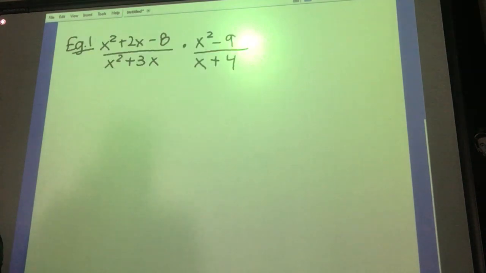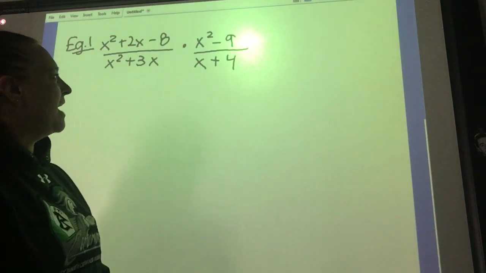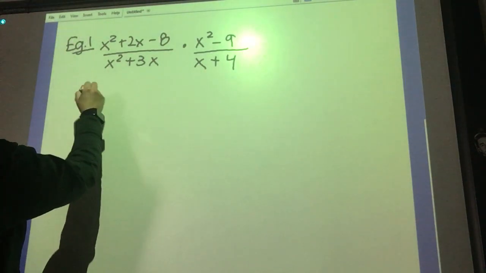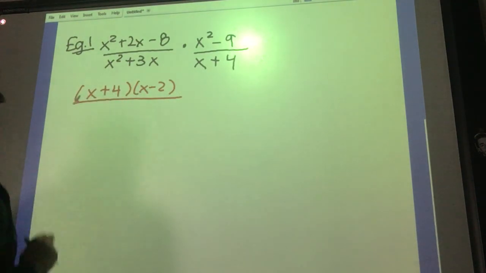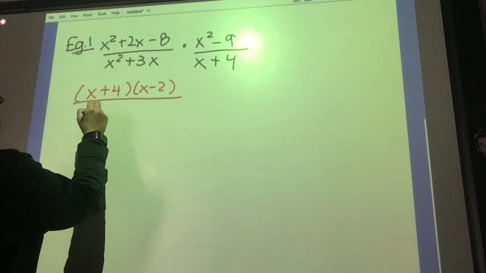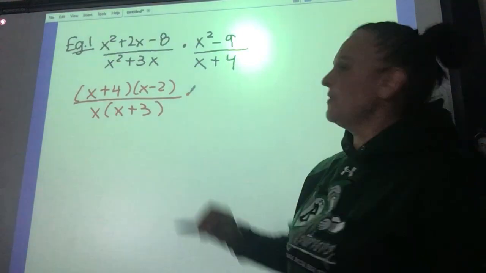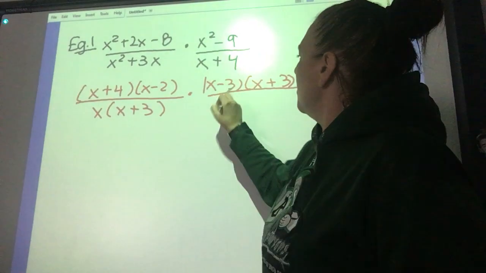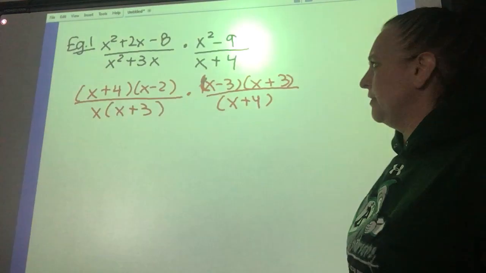Okay, here we go. Our first example: x squared plus 2x minus 8 over x squared plus 3x, and we're multiplying that by x squared minus 9 over x plus 4. Step number one, factor. The factored form here would be an x plus 4 and an x minus 2. In the denominator, you're factoring out a common factor of x. This side, x squared minus 9, is a difference of squares, so an x minus 3, x plus 3, and x plus 4 is just x plus 4. Okay, so step one, factor, easy for us.